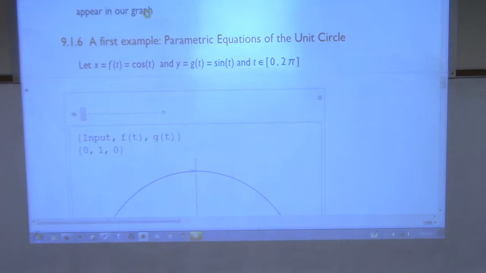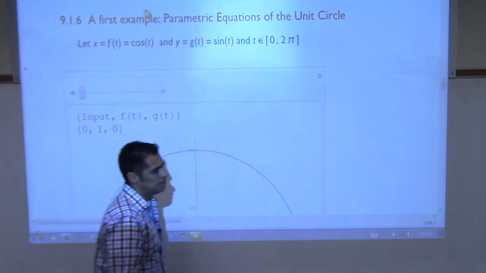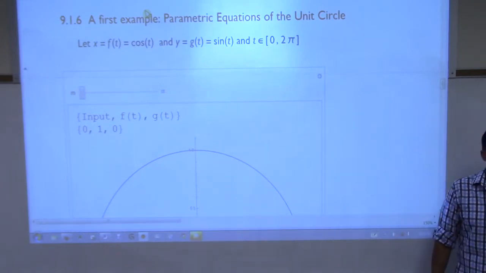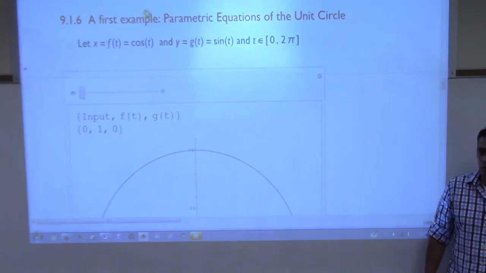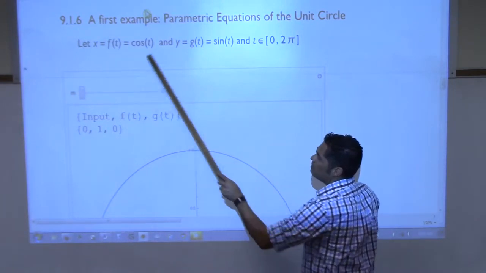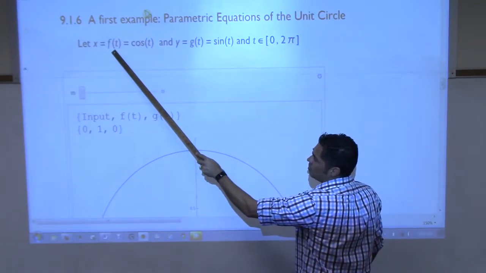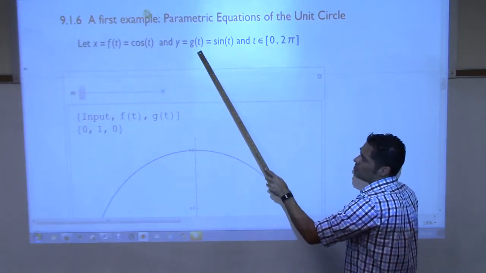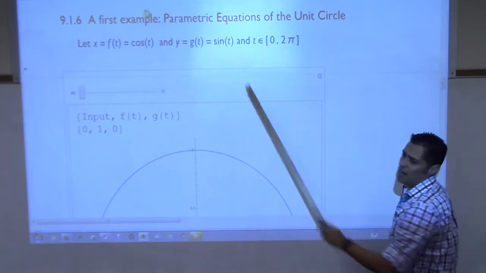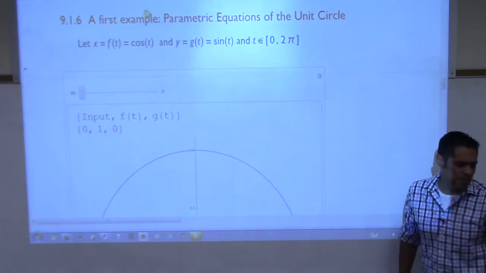This is a classic example here: parametric equations of the unit circle. What I'm going to do is tell you what the x and the y coordinates need to be to draw this circle. Both the x and the y coordinates are functions of t. In the first case, x is some function f of t, and y is some other function g of t. I've defined them to be cosine t and sine t. And then I've restricted my t to go from 0 to 2 pi.